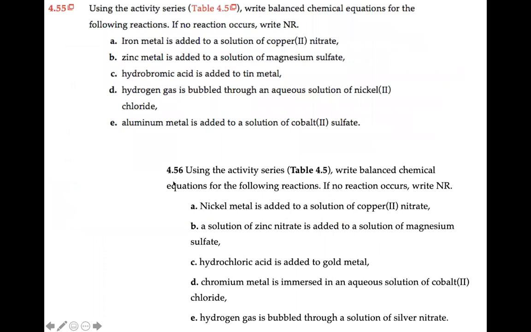So I have some suggested end of chapter problems on this. Both of these are directing you to the table. They're both saying use the activity series, table 4.5, find the different things on the table and determine whether a redox reaction takes place. So here's another set of skills that you can practice.